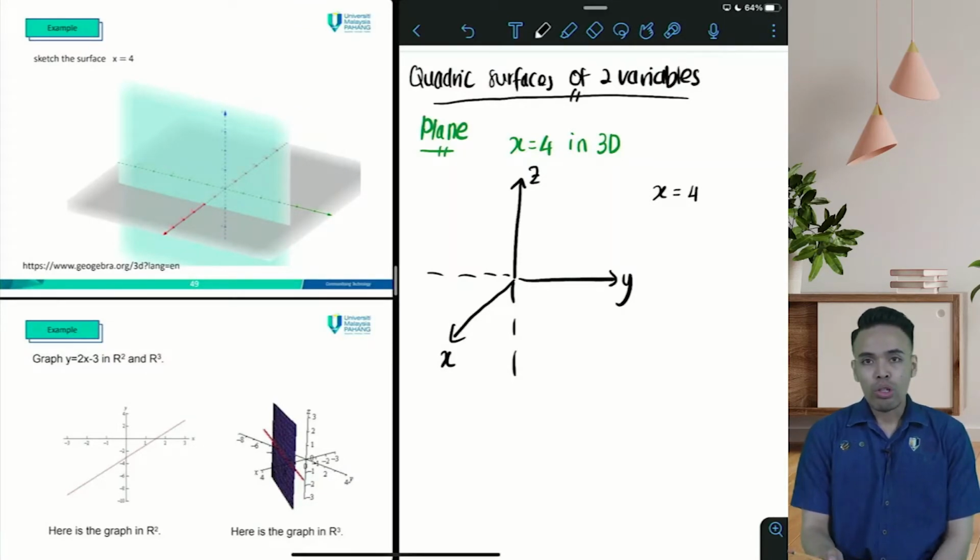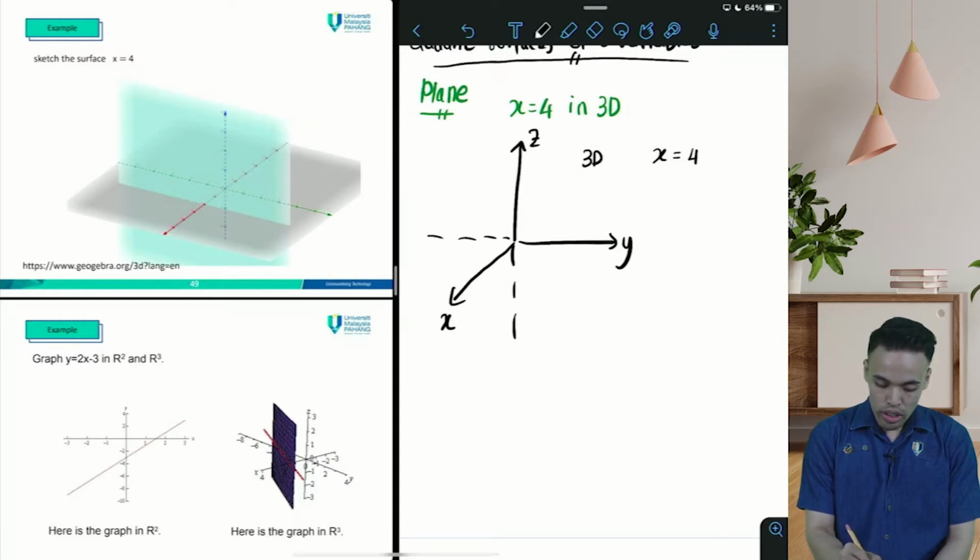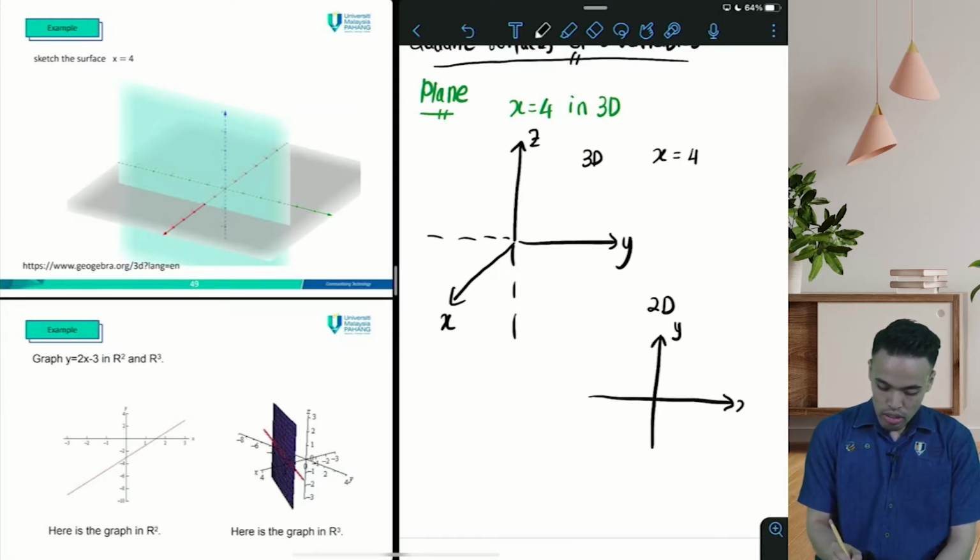Alright, when you try to tackle this question, or this is your first time encountering such a problem, you have to be able to visualize x is equal to 4 in a 2-dimensional coordinate system first. Because understanding how it looks in a 2-dimensional coordinate system will help you when you sketch x is equal to 4 in a 3-dimensional coordinate system. So this is 3D. Now, this is 2D, which consists of y and x.